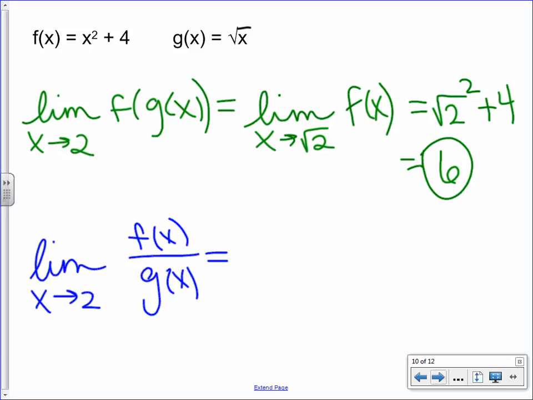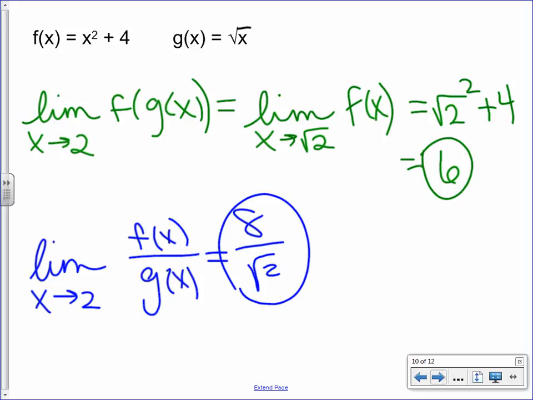Okay, how do you do this one? Plug 2 in for each equation, right? When you plug 2 in for f, we get? And when we plug 2 in for g? And guess what? You can leave it like that. Whew.